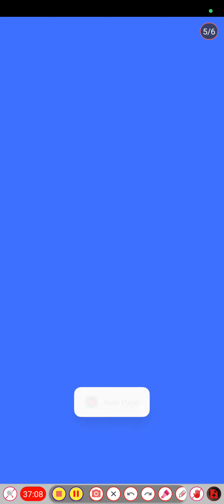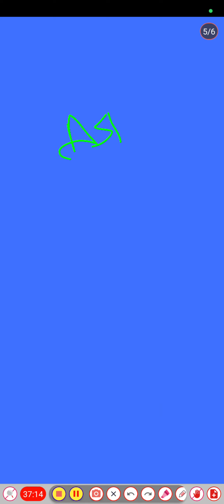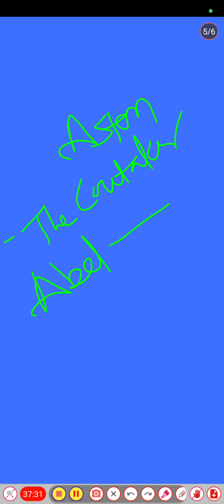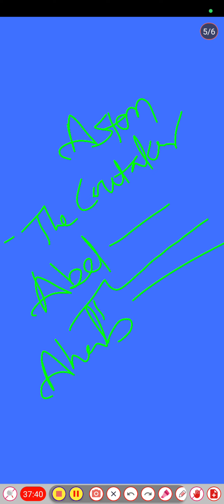I'll write this one, just like Aston. Now in which book is Aston there, that you have to guess. It is there in The Caretaker. Then another character, Abel. It is a very famous character in The Mayor of Casterbridge. Then the character of Captain Ahab, it is there in which work? It is there in Moby Dick. The character of Sethe was there in which work? Beloved. Then the character of Barabbas.